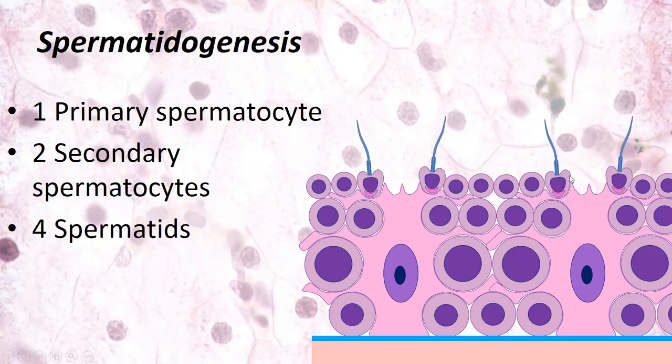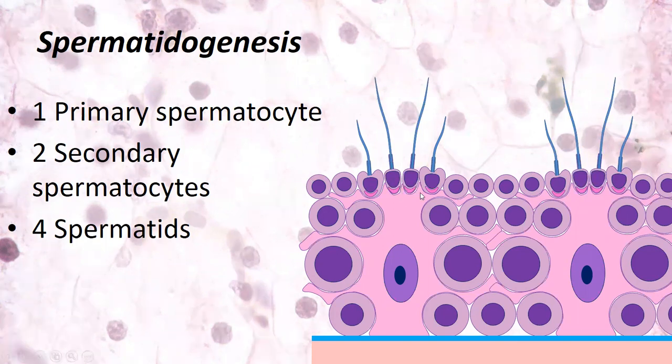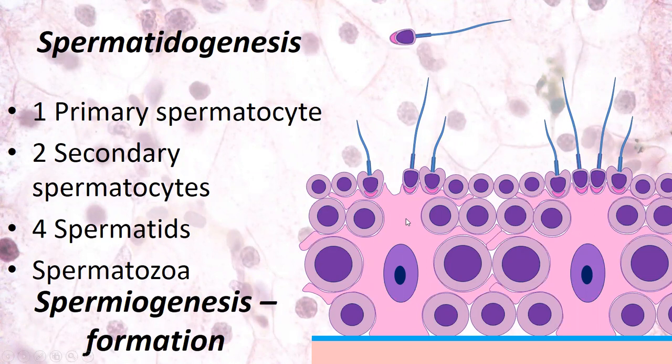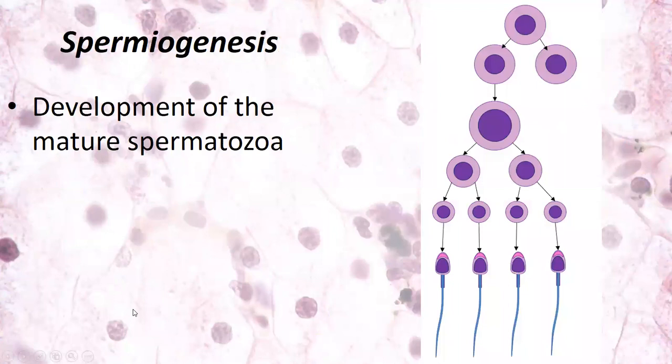After that, they change their shape. Flagellum appears here, and they become like mature spermatozoa, but until the moment when they are separated from Sertoli cells, they are still called spermatids. Only at the moment when the cell is separated from the Sertoli cell is it called spermatozoon. And the next stage after spermatogenesis is spermiogenesis, or formation. So what is spermiogenesis? It's the development of mature spermatozoa.